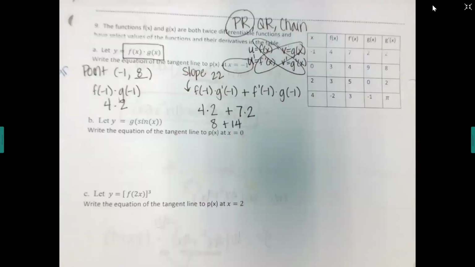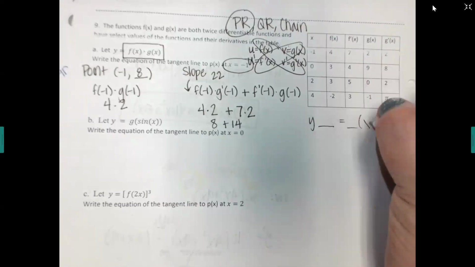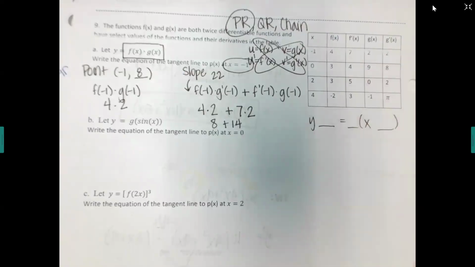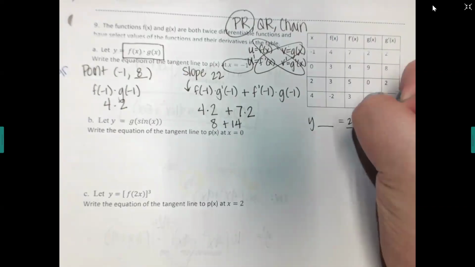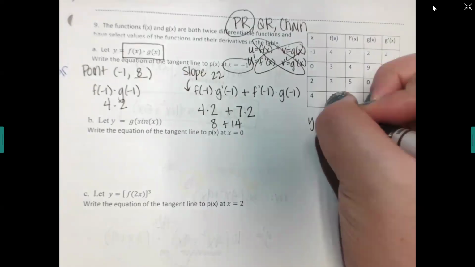22. So then your equation, what you would type in for your homework, is y blank equals blank x blank. Remember, the x and the y go in as opposites. The slope goes into the middle as it is. So 22 goes here. +1 on my x, -8 on my y.